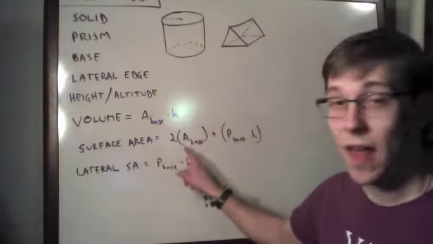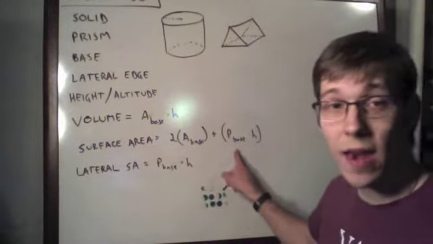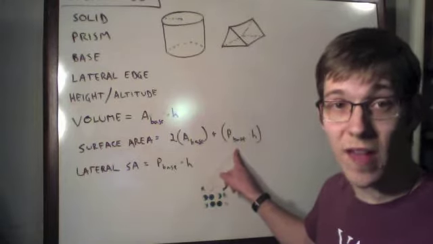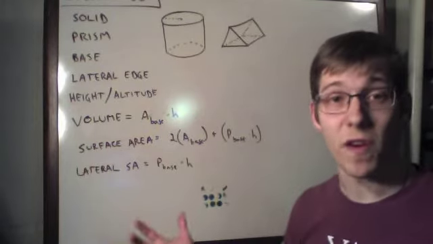And we add those two together, the two bases, and then the perimeter of the base times the height for the sides, and that'll give us the whole surface area.